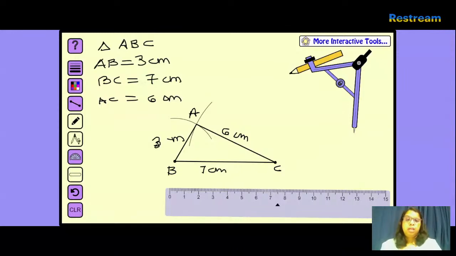Okay, no problem. We are going to draw one more triangle in which we are going to use one of the angles. Okay, like one angle is given and two sides are given. We are going to draw a triangle which is like that.